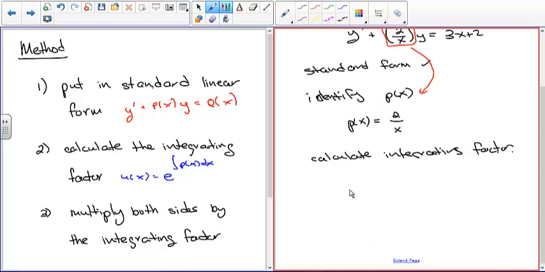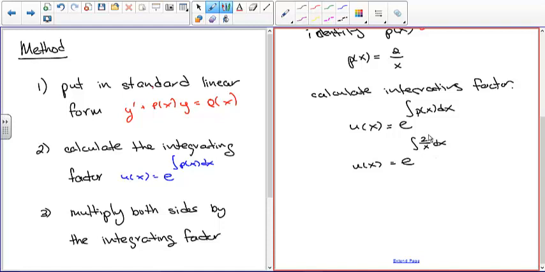So the integrating factor, which we call u, is equal to e to the integral of p of x dx. So that's just the definition. Once we identify p of x, we can put that into our integral. So we get 2 over x dx. And then we integrate this thing.